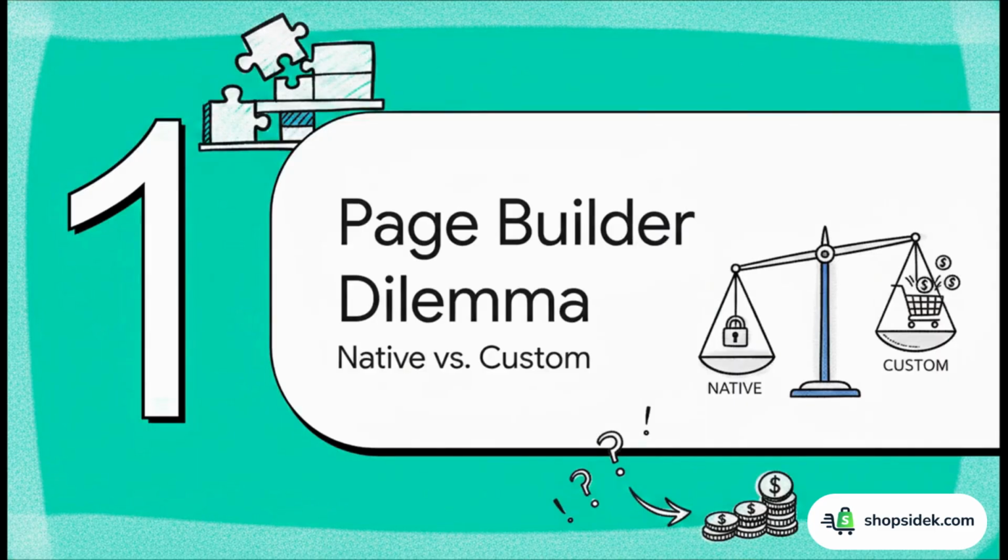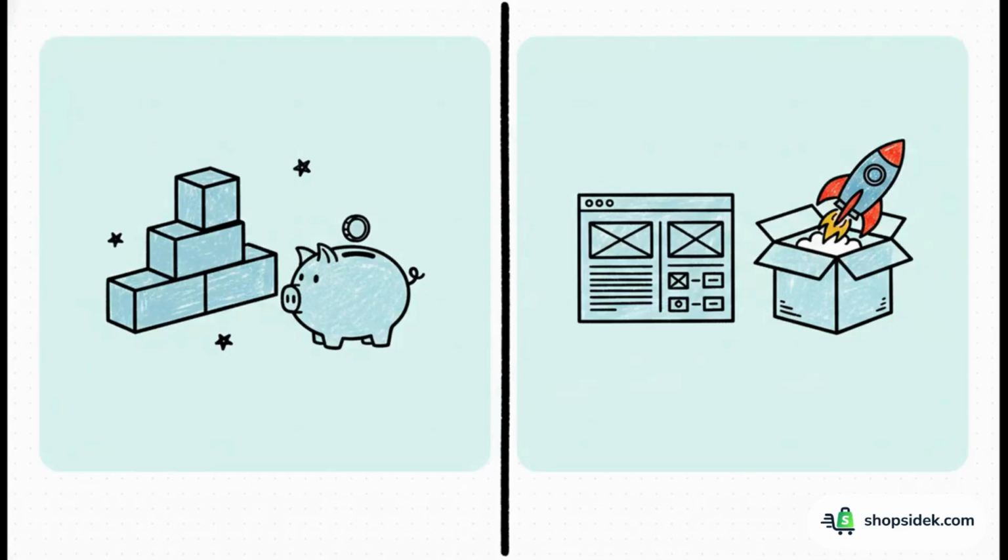Section 1. The Page Builder Dilemma. Native tools versus custom builders. And this brilliantly illustrates the real dividing line. Look, if you just need a simple About Us page or a standard testimonial block, save your money. The native tools totally have you covered.